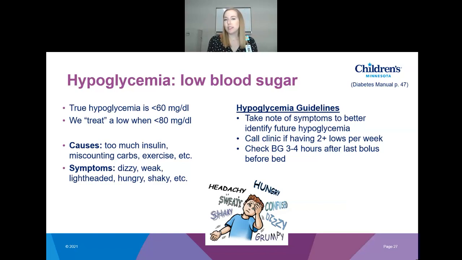To avoid hypoglycemia overnight, what we do recommend is checking a blood sugar 3 to 4 hours after your last bolus before bed. And that's just to make sure that we didn't overshoot that last bolus. We're sleeping for a long period of time. We don't want to accidentally be sleeping in a hypoglycemic period for many, many hours at a time. So checking your blood sugar 3 to 4 hours after that last bolus is a really smart thing to do just to make sure we're not missing any lows overnight.